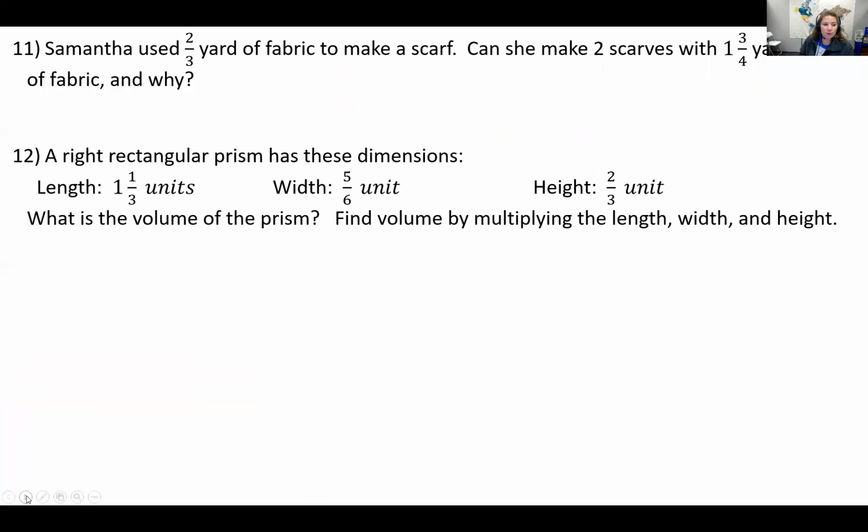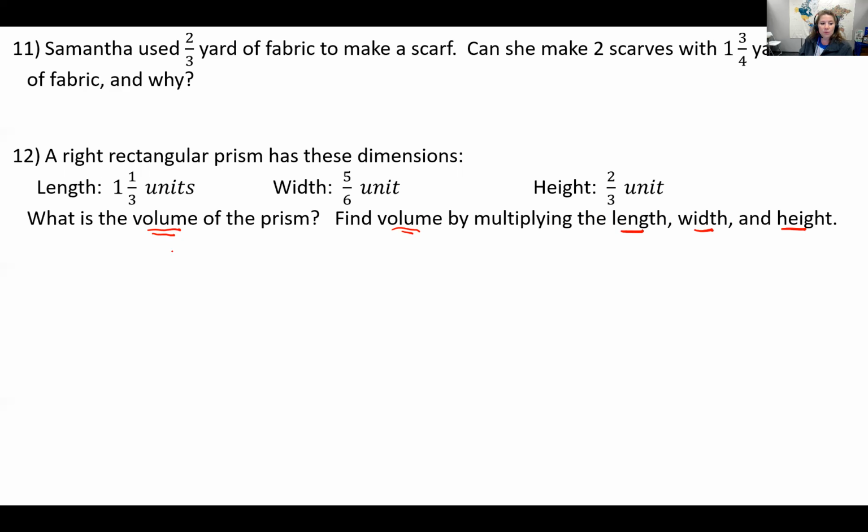Number 12, we have a right rectangular prism, and it wants us to find the volume. Well, you haven't really talked about that specifically, but I do give the directions to find the volume of a prism. You multiply the length times the width times the height. So we're going to do one at a time.